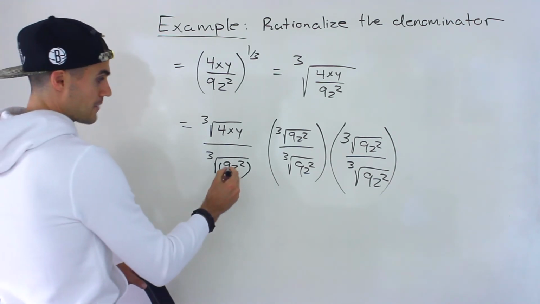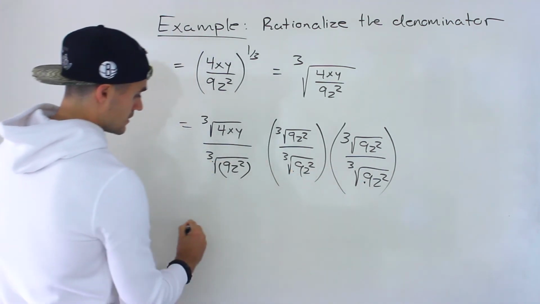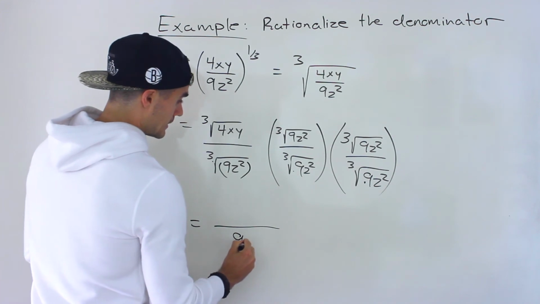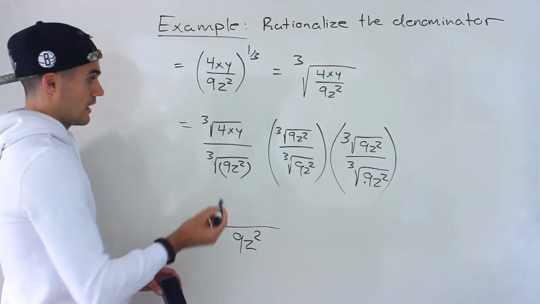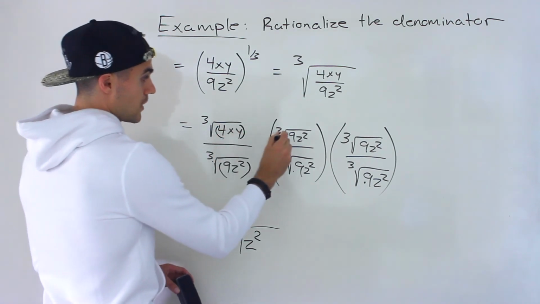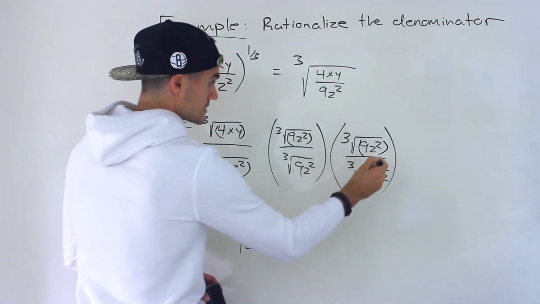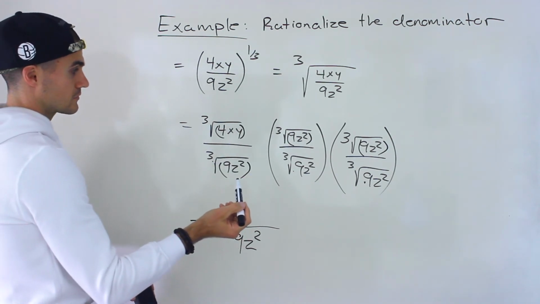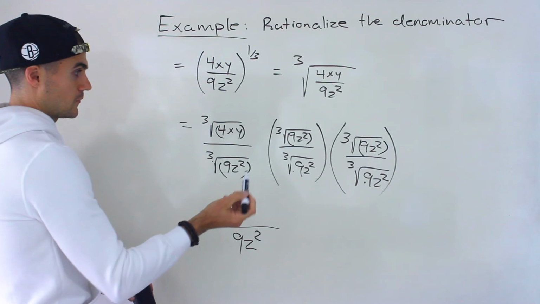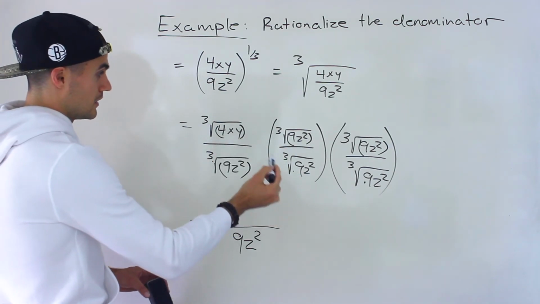And so what would happen is when you multiply these, you would end up with 9z squared in the denominator. And then you'd have to multiply the 4xy times the 9z squared times the 9z squared, like that. And then simplify from there, whatever that would end up being.